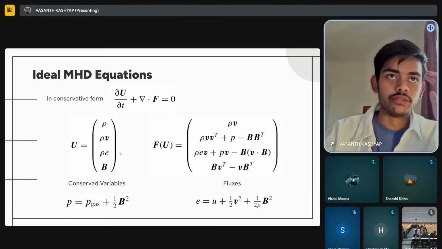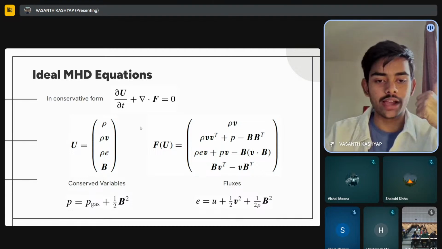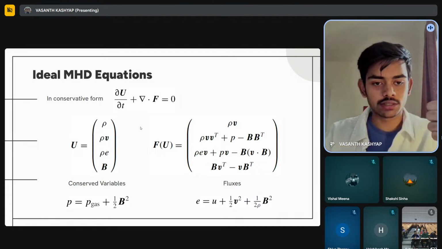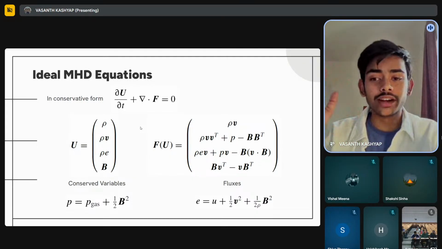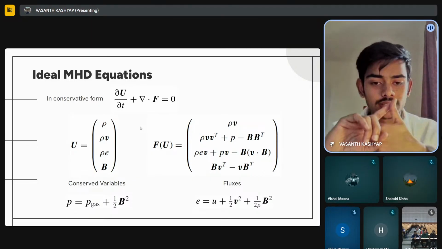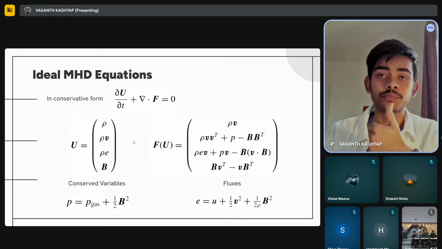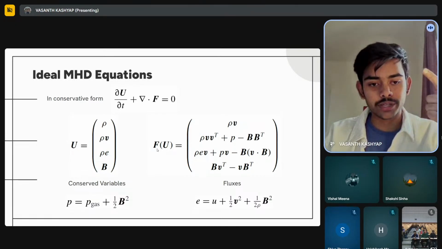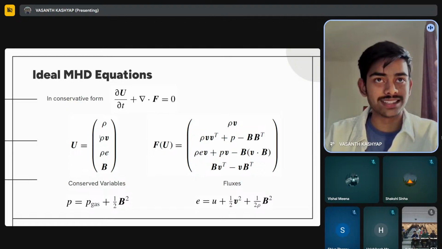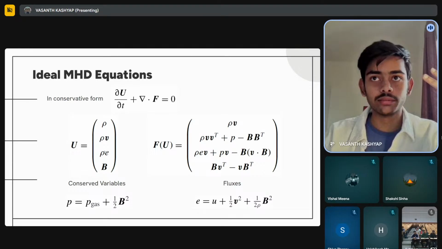So when we talk about magnetohydrodynamics, what do we have? We have the density of the gas. Basically, mass must be conserved. I'm going to send the slides, so you don't have to write the notes. So the mass must be conserved, right? That is the first equation, the density. The momentum of particles must be conserved. That is the second one. Energy must be conserved. That is the third one.